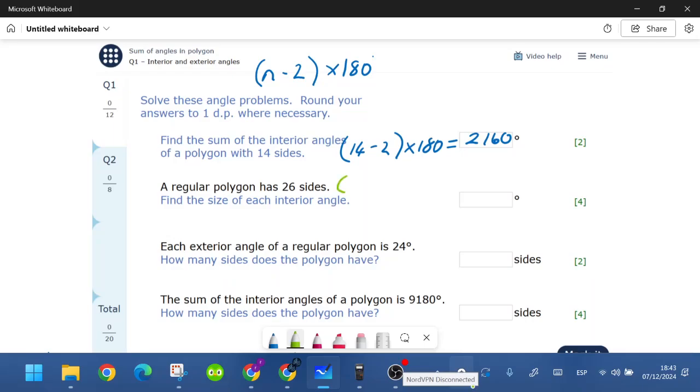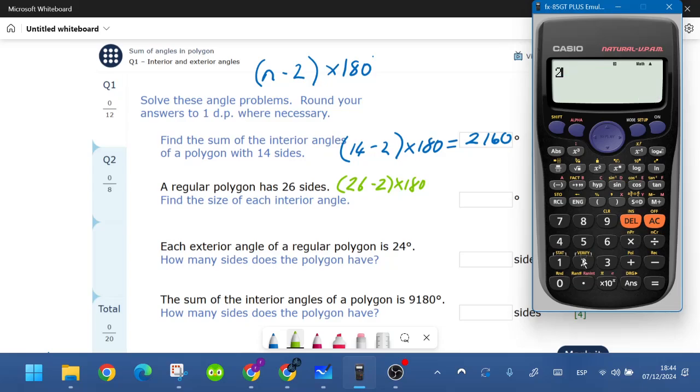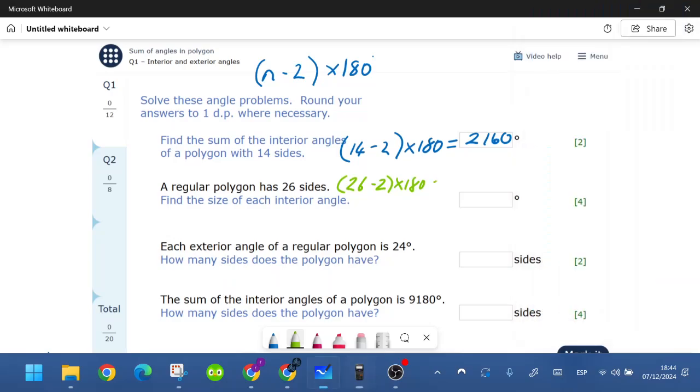The next one you need to do the same, because we need to know what the angles inside a polygon with 26 sides add up to. So it's 26 minus 2 times 180, which will be 24 times 180, which is 4,320. Now that's not the answer.